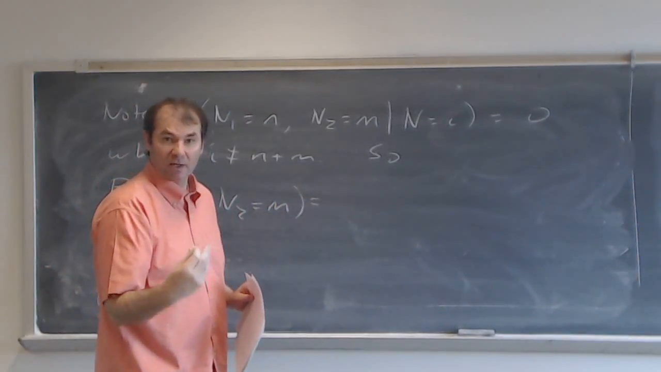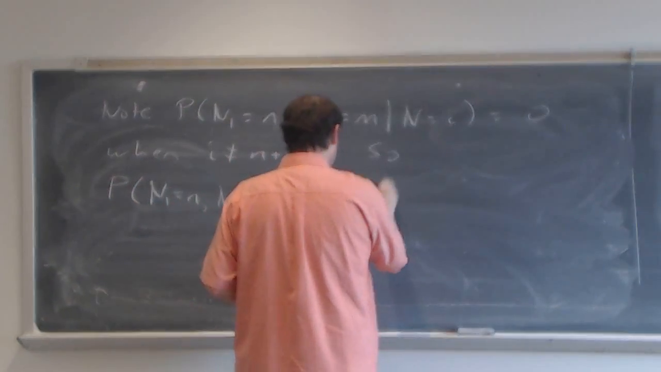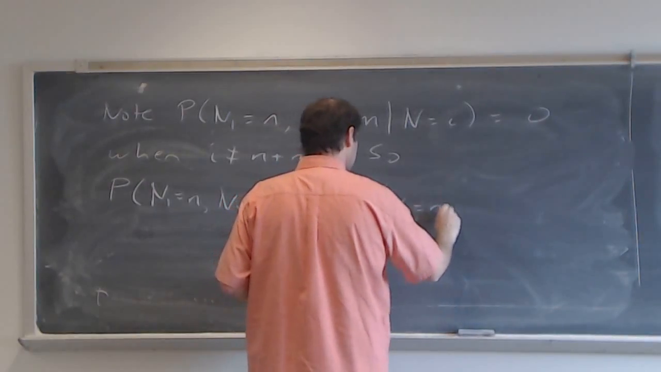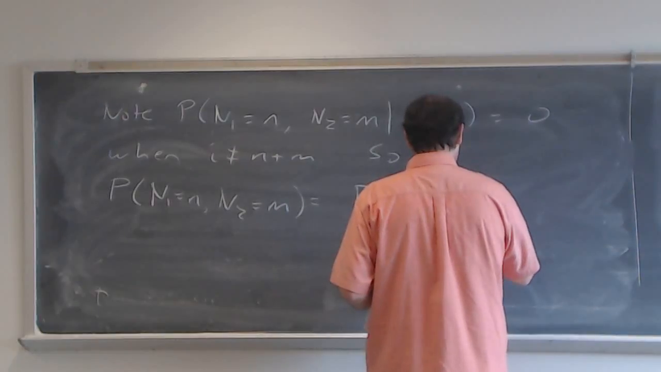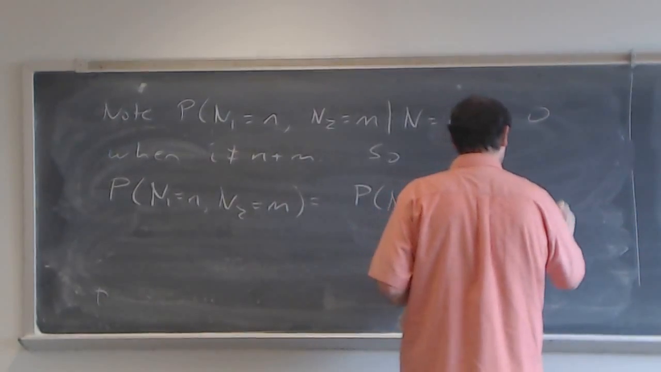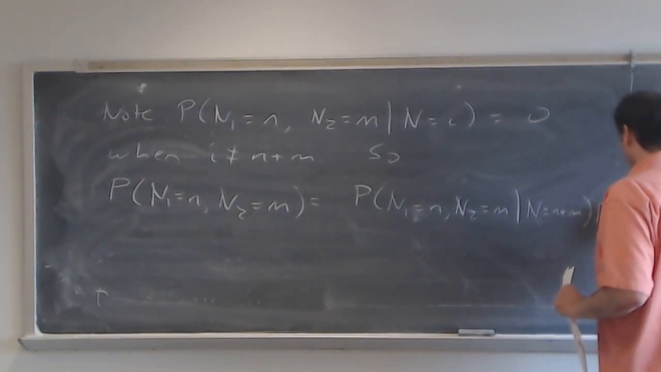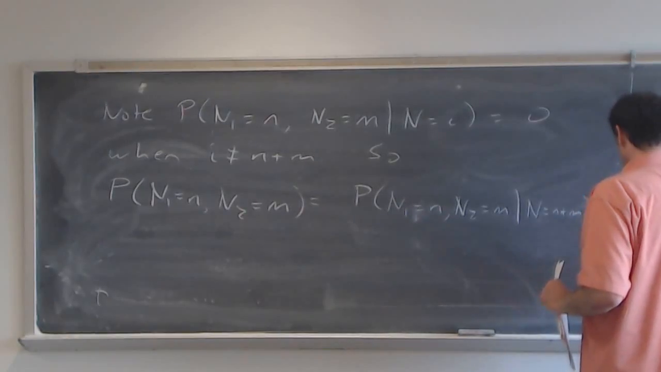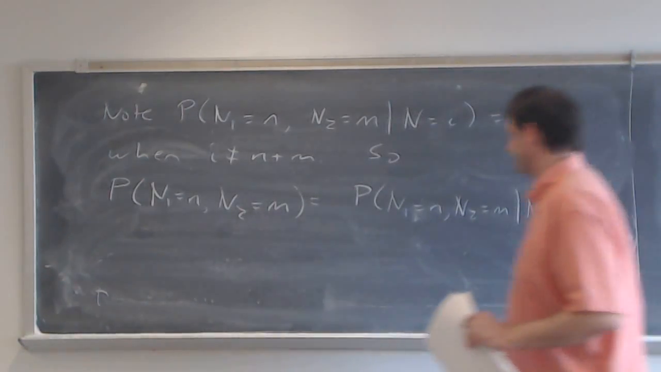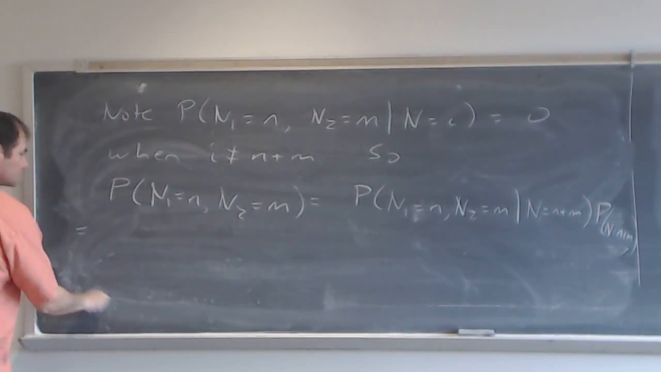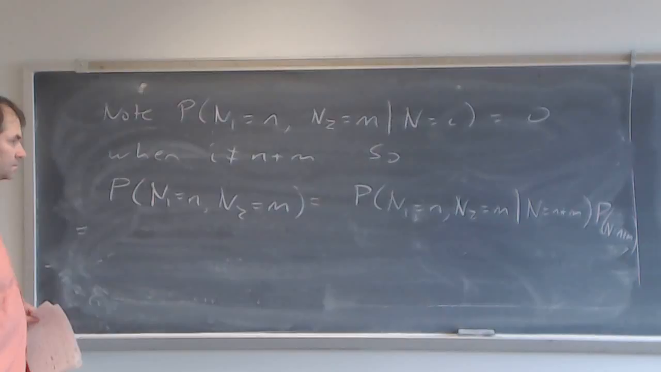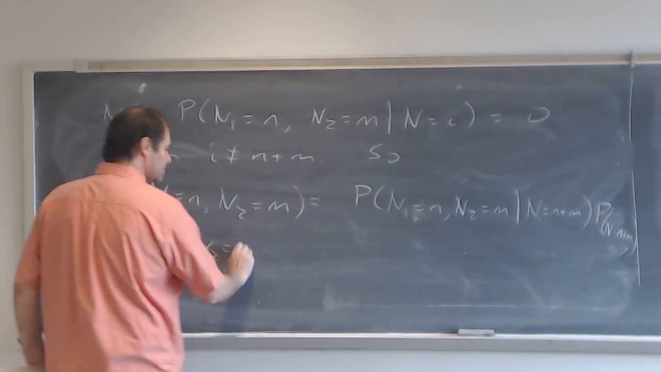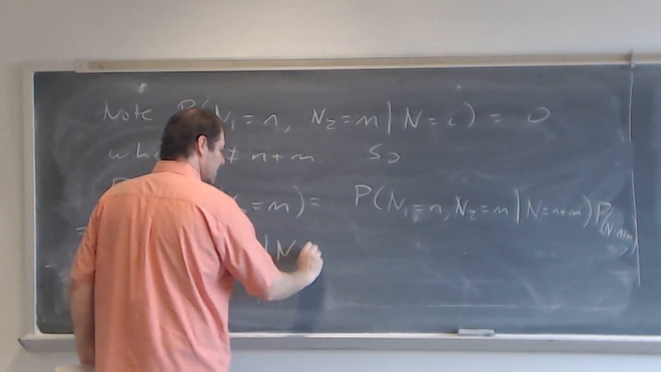That's that sum, but that sum really only has one non-zero term in it, and that's the probability that N1 is equal to n and N2 is equal to m, given N equals n plus m, times the probability, I've run out of room, that N equals n plus m. Just that one term. So let's see, what's that? This is equal to the probability that N1 is equal to n, N2 is equal to m, given N is equal to n plus m.